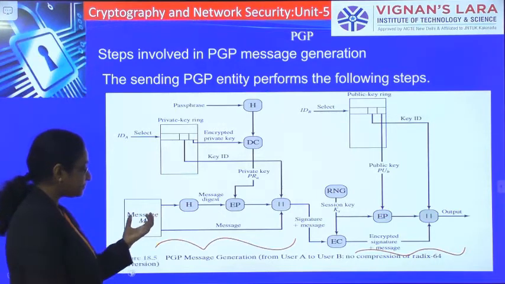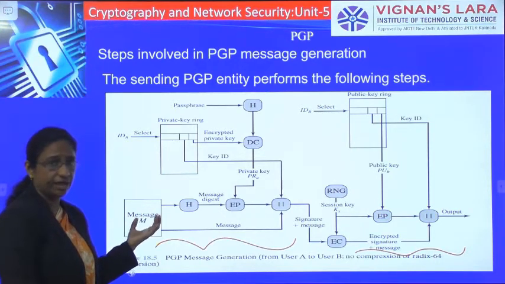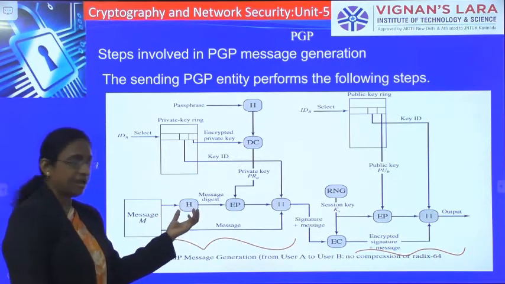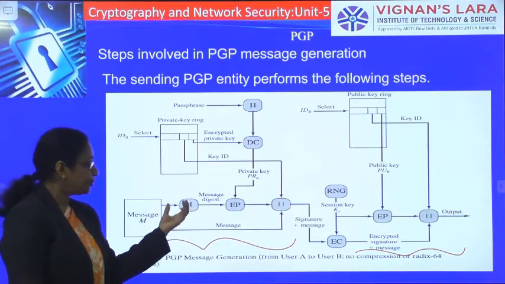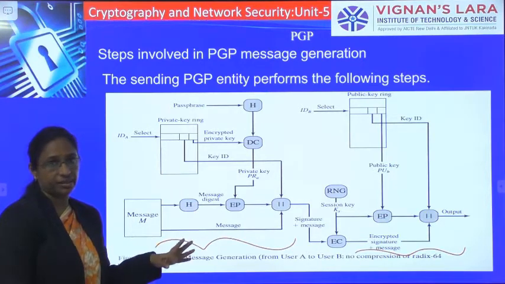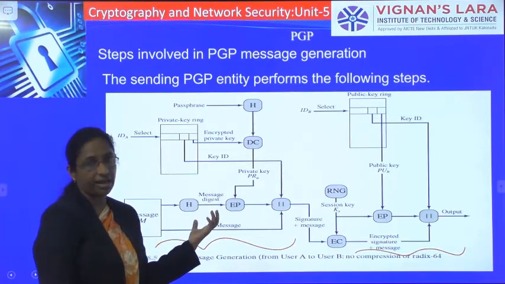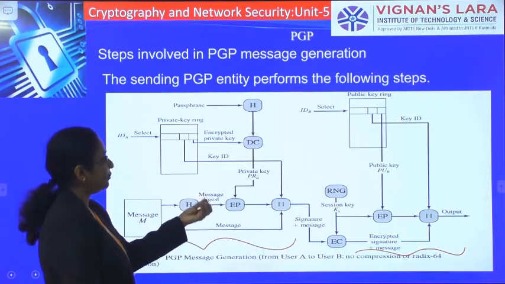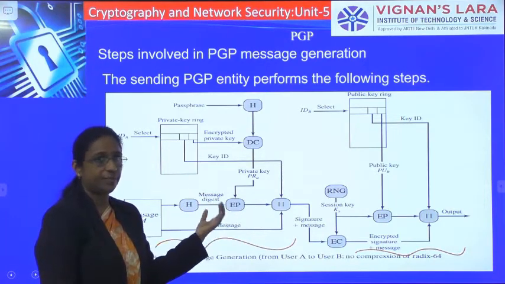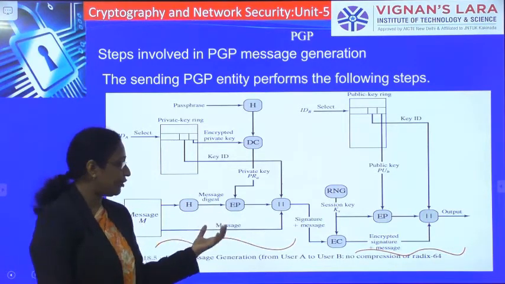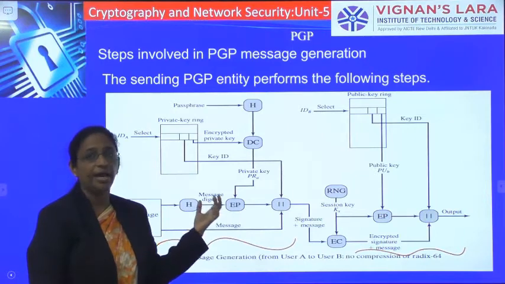The message M that you are having goes through your SHA algorithm and a hash value will be generated. To make this hash value a signature, you have to encrypt this hash value with the private key, the private key of the source. With the private key of the source, this hash value has to be encrypted.